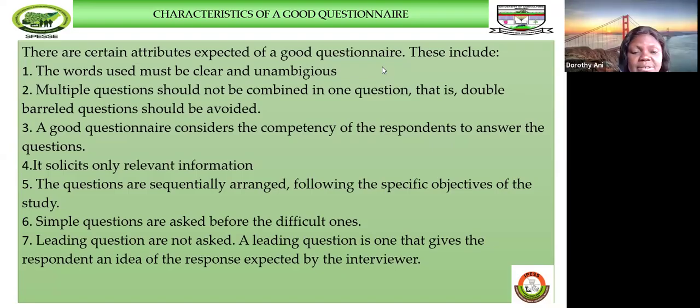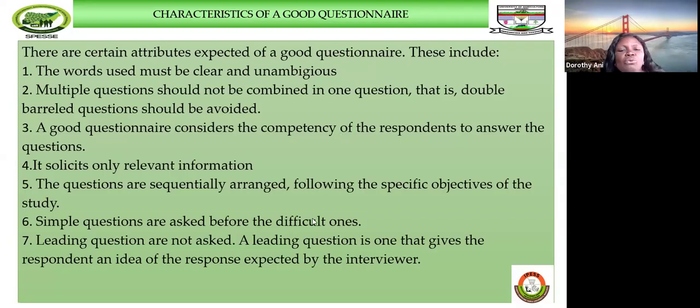So you can mix it. There is no hard and fast rule on which one to use at a party. In fact, it's not even good to use just one type for the whole of your questionnaire. It will just be a mix of the two.